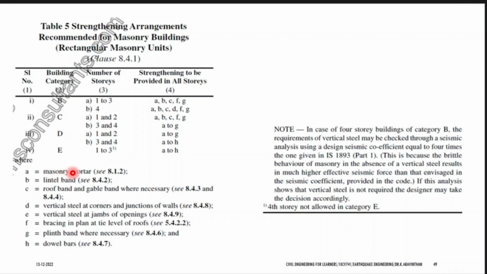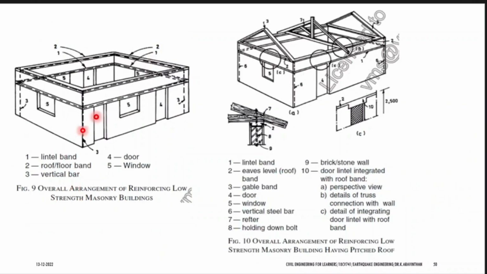Masonry mortar. If you are building in Bangalore, what work should you check? Check the mortar case. What is the minimum ratio of mortar? 1:3. You should provide the first case. A is called mortar. B should be provided. B is called what? Lintel band.